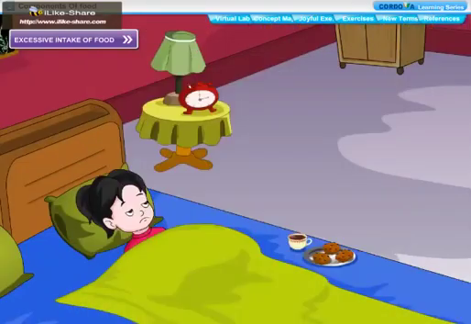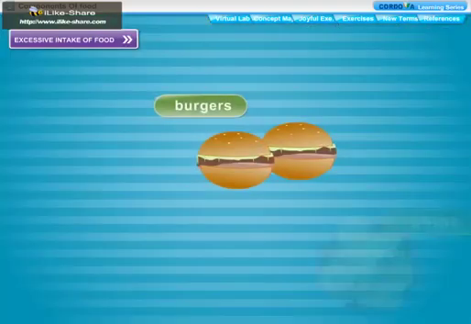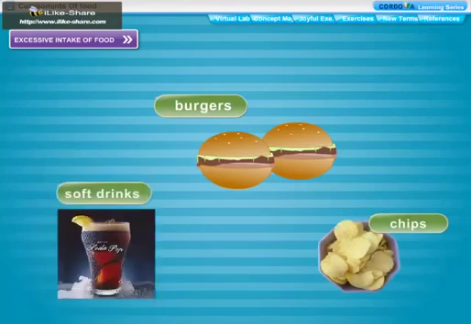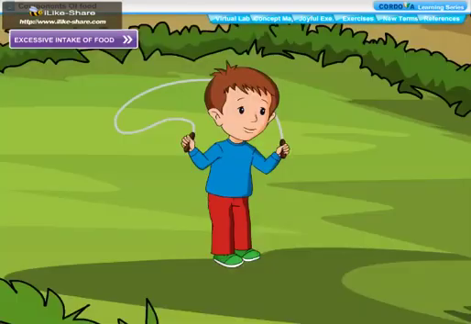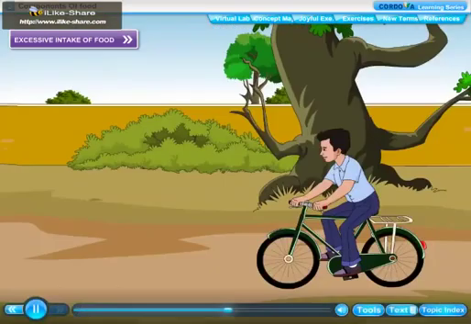Many people, especially children, eat a lot of junk food such as burgers, chips, and soft drinks. All these food items contain large amounts of fats and sugars. Due to lack of physical activity, fats get accumulated in the body and cause obesity. So, avoid eating junk food and exercise regularly to remain fit and healthy.